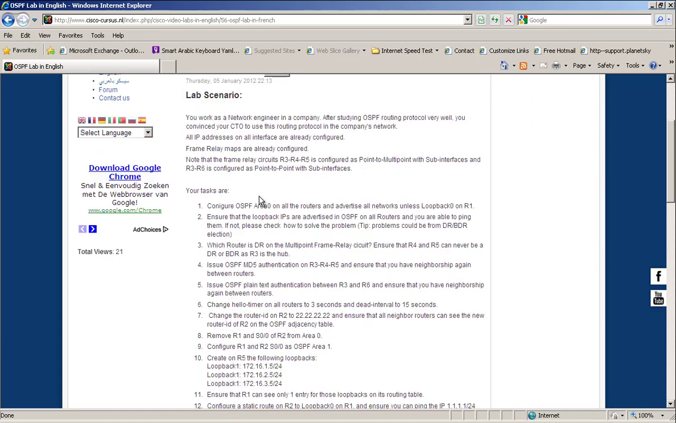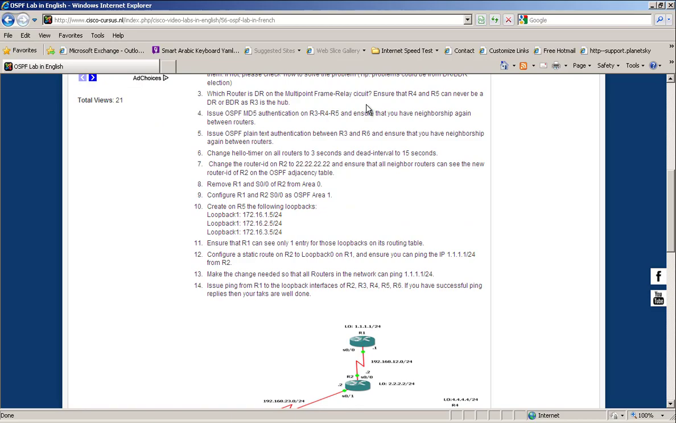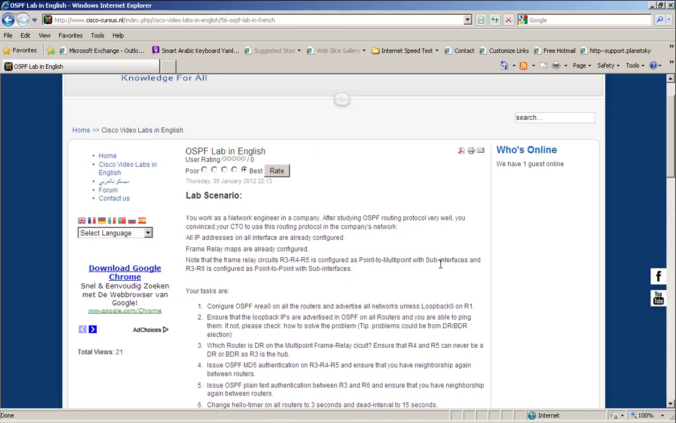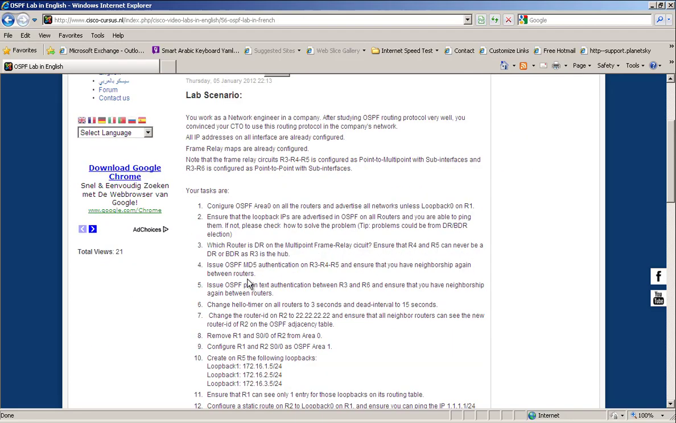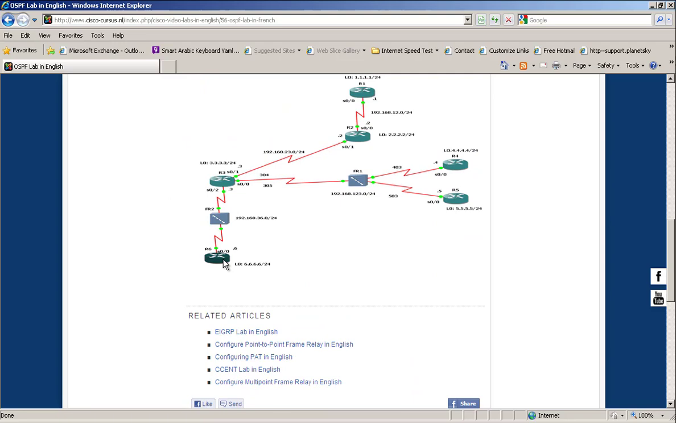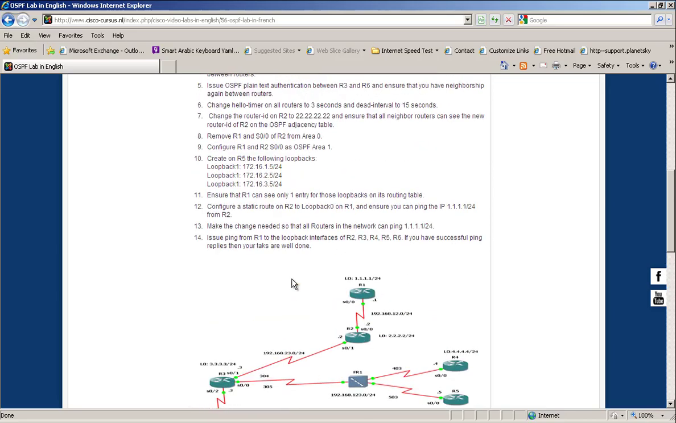Note that the frame relay circuit on R3, R4, R5 is configured point-to-multipoint, and of course with sub-interfaces. R3 and R6 are configured as point-to-point with sub-interfaces. And then we have R1, R2, R3 connected to serial interfaces. Okay, let's check what's the first step.